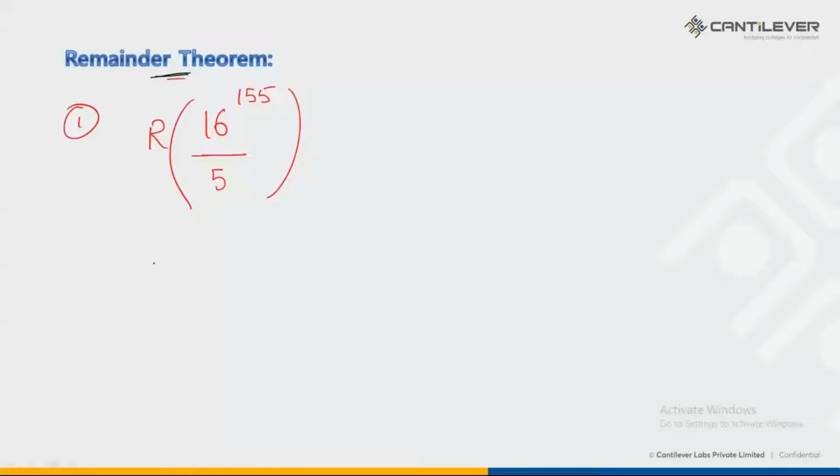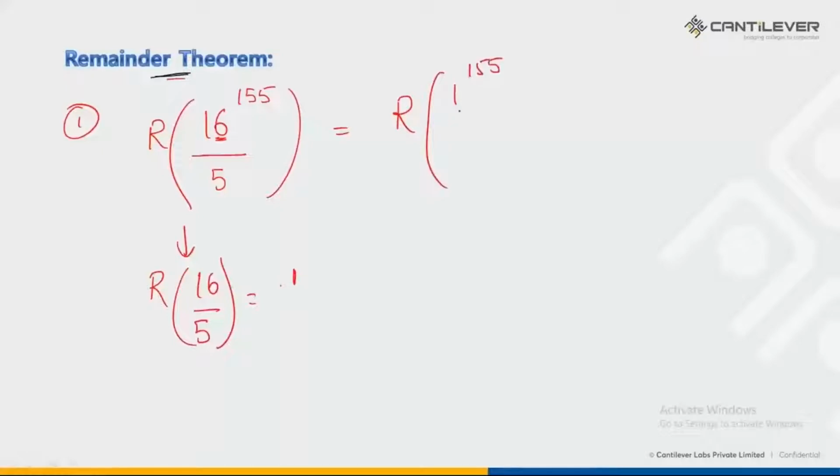Now, what is the remainder? See, this entire thing you will replace with the remainder when 16 is divided by 5. Very good. 1, right? Positive remainder is 1. So now you replace this 16 with 1. So this will turn out like the remainder when 1 to the power of 155 is divided by 5.